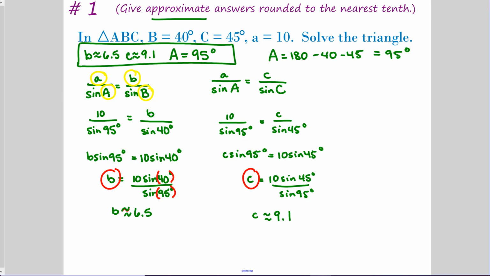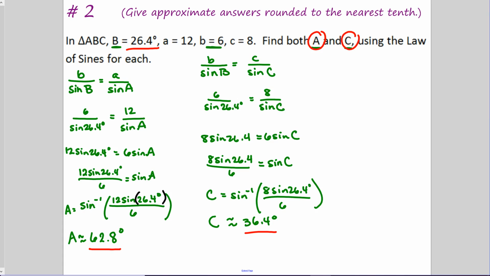So which angle here should be the largest? Well, in a triangle, the largest angle is across from the largest side. The smallest angle is across from the smallest side. So the largest side is 12, side a. The largest angle should be angle A. So that angle is the wrong one. That should actually be the supplement.